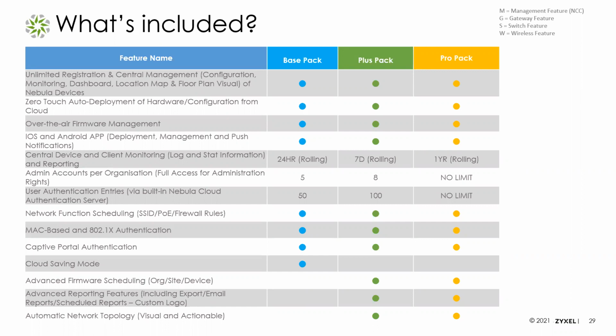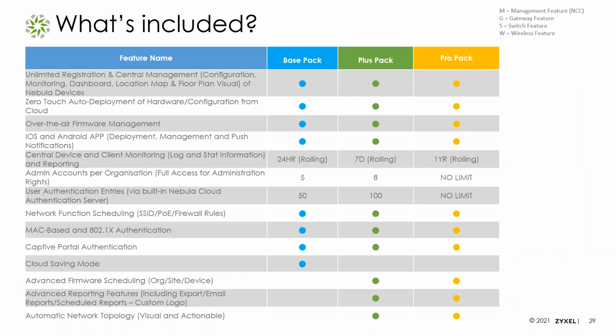So where we start running into some differences here is when it comes to the logs. The free version of Nebula only keeps a year's worth of logs in the cloud. Now we do support syslogs, so you can always export those to your own syslog server. But as far as us hosting the logs, we only keep 24 hours in the cloud. The Plus Pack license keeps a week's worth of information in the cloud, and Pro Pack keeps a year's worth of logs stored in the cloud for you.